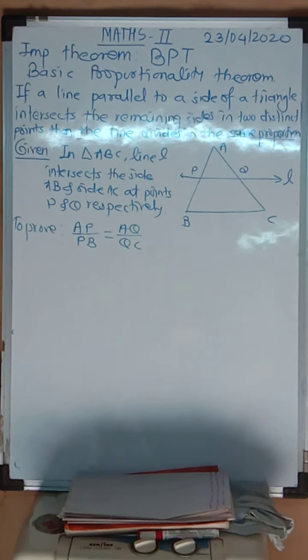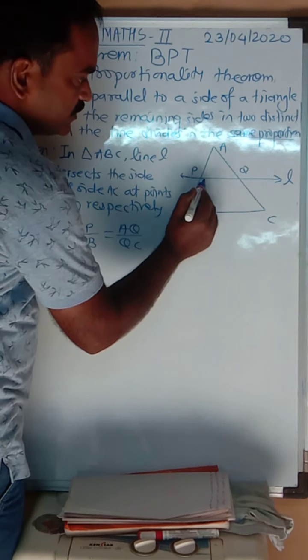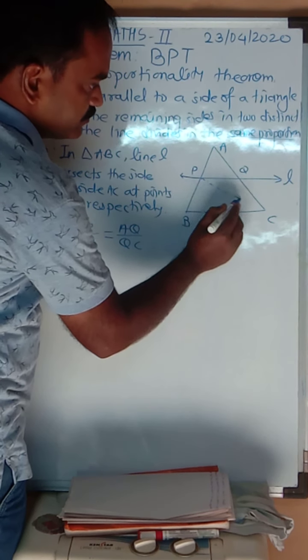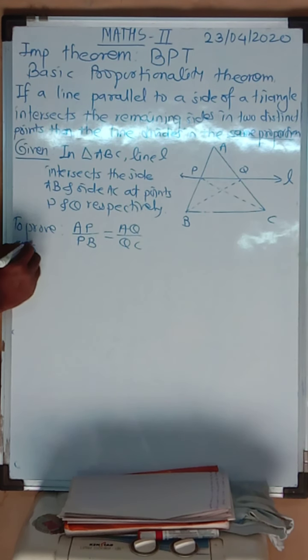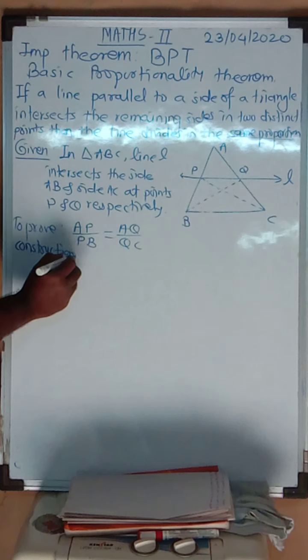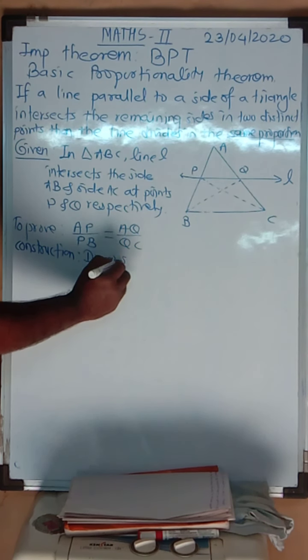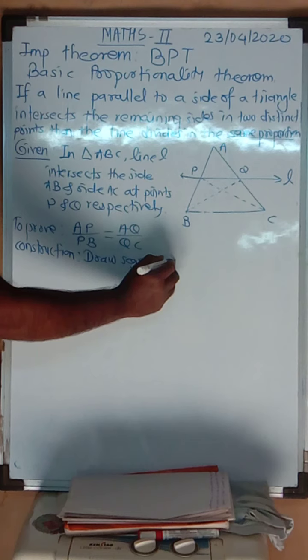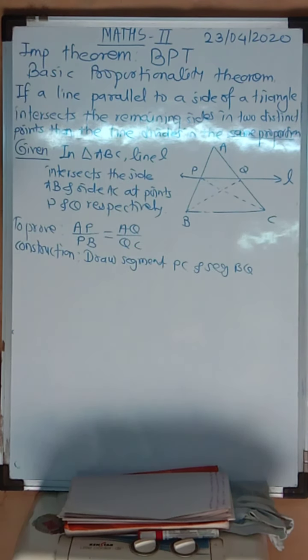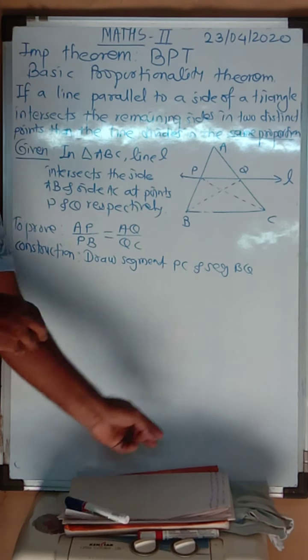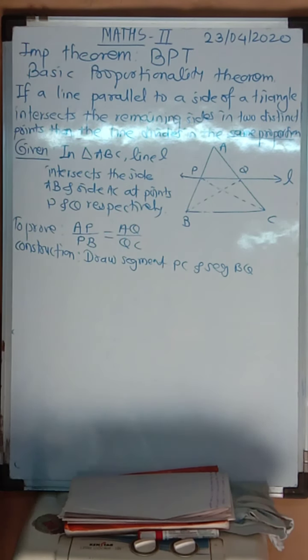For that, we have to do some construction. That means you have to draw segment PC and segment BQ. This is a construction. What is our construction? Draw segment PC and segment BQ. Previously we had studied the ratio of areas of triangles, and you have to use the same properties to prove this BPT.